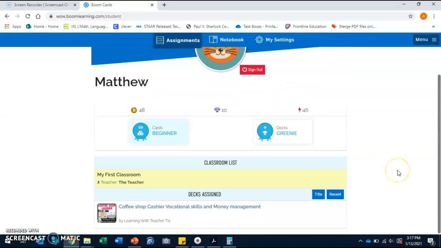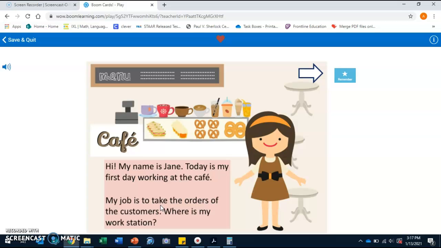Once you are signed in, if you go down, you have this link down here below that is called Coffee Shop Cashier Vocational Skills and Money Management. You would click on this and it's going to take you to your, you can call it game, but it's actually your IEP goal. And here you are going to work as a cafe person, a barista, I think that's what they're called.